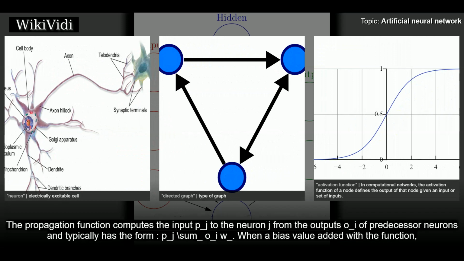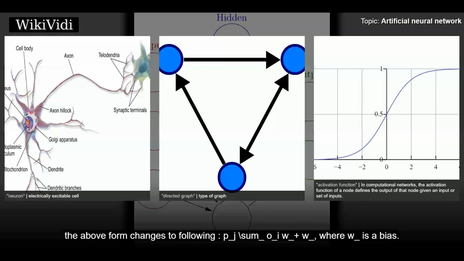The propagation function computes the input p_j to the neuron j from the outputs o_i of predecessor neurons and typically has the form p_j = \sum_i o_i w_ij. When a bias value is added to the function, the above form changes to the following: p_j = \sum_i o_i w_ij + w_0j, where w_0j is a bias.